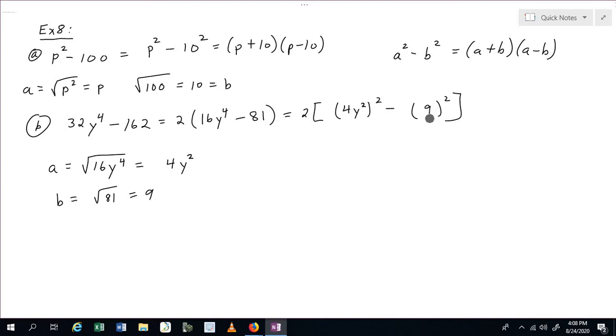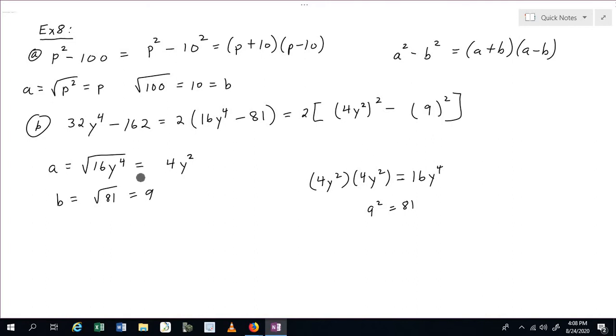You can double check that just to make sure it works. 4y squared times 4y squared is 16, and then you add exponents, so y to the 4th. And of course, 9 squared is 81. So that matches what we have here.